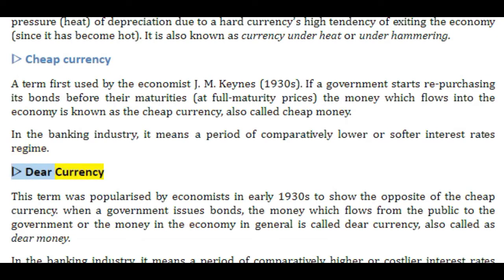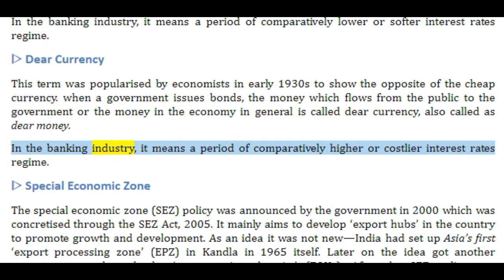Dear currency. This term was popularized by economists in the early 1930s to show the opposite of the cheap currency. When a government issues bonds, the money which flows from the public to the government, or the money in the economy in general, is called dear currency, also called dear money. In the banking industry, it means a period of comparatively higher or costlier interest rates regime.